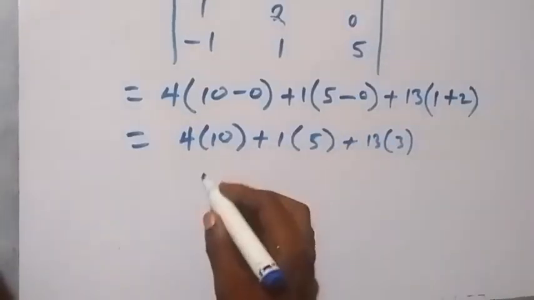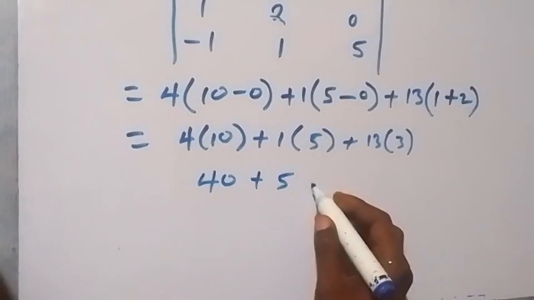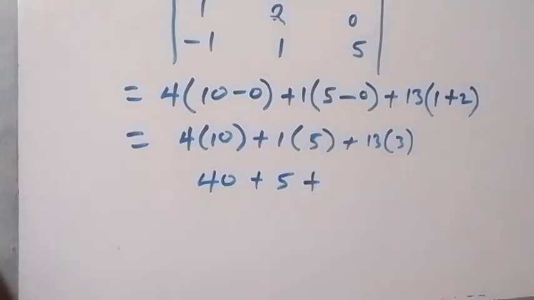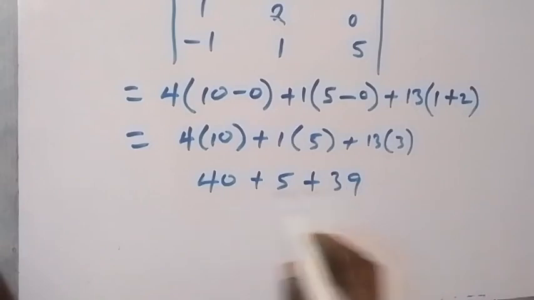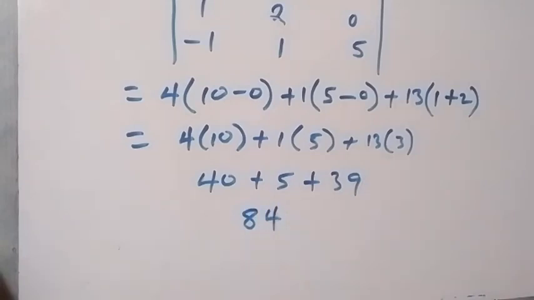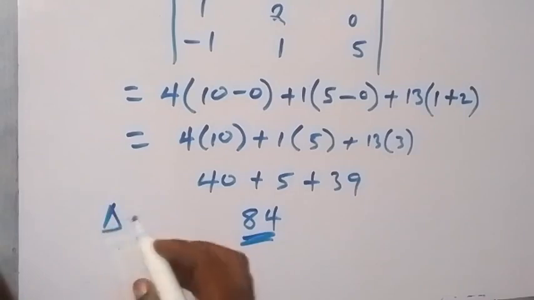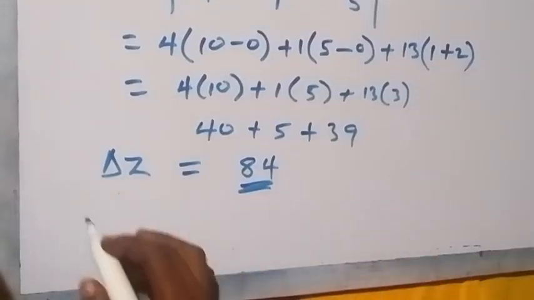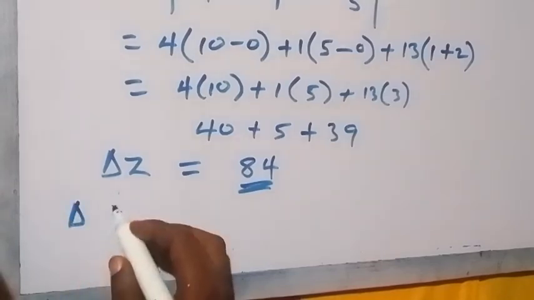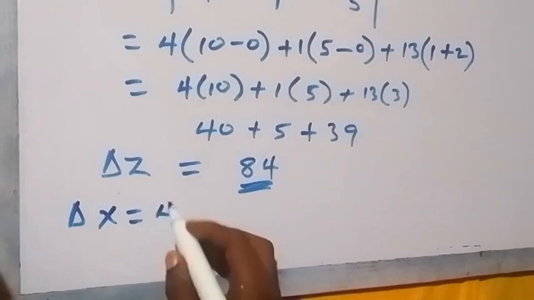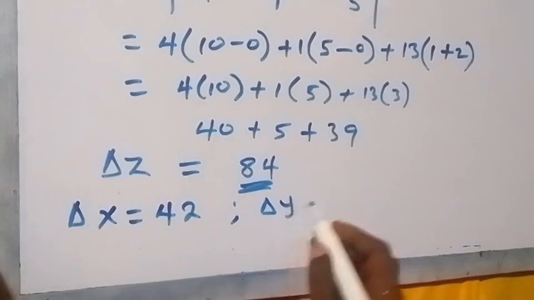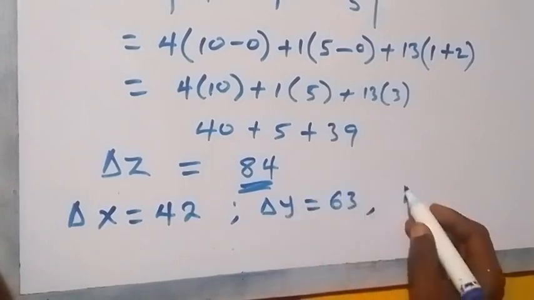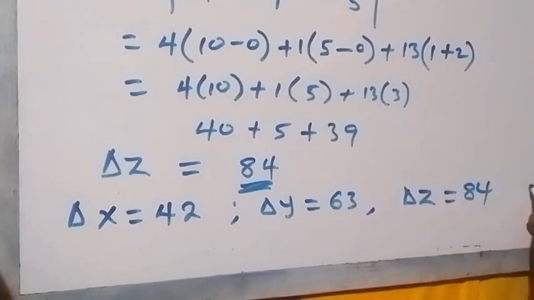And here 4 times 10, that's 40, plus 5. Then we have plus here 13 times 3, that's 39. And when we sum this together, this gives us 79, then that's 84 from there. So 84. So the determinant with respect to z now is equal to 84. Now, since we have the determinant with respect to x, delta x, we got that to be 42. We got delta y to be 63, and we got delta z to be 84. Then our determinant was gotten to be 21.